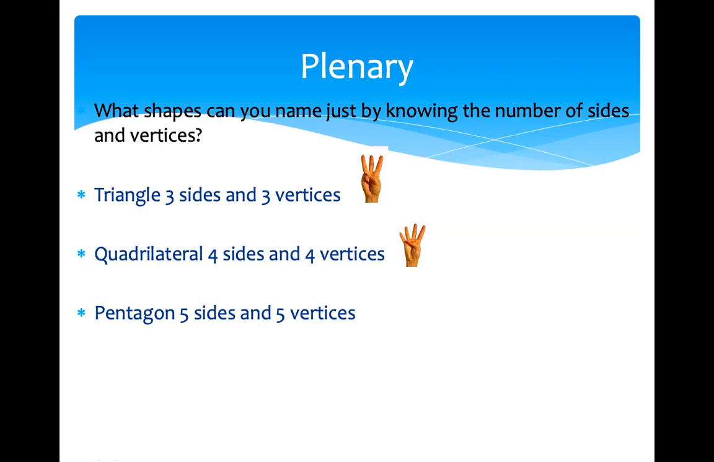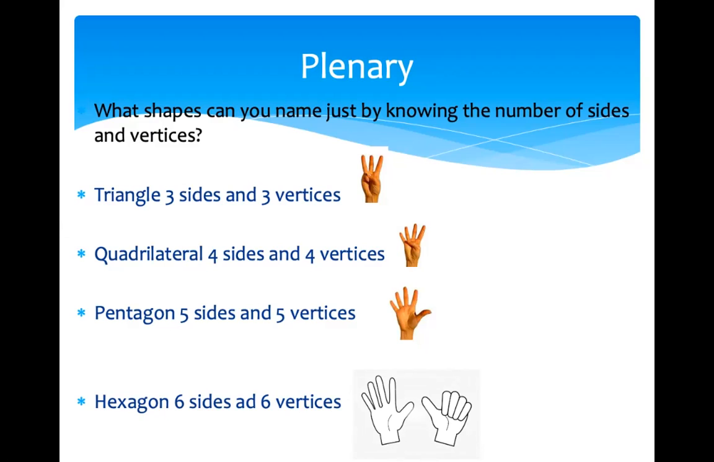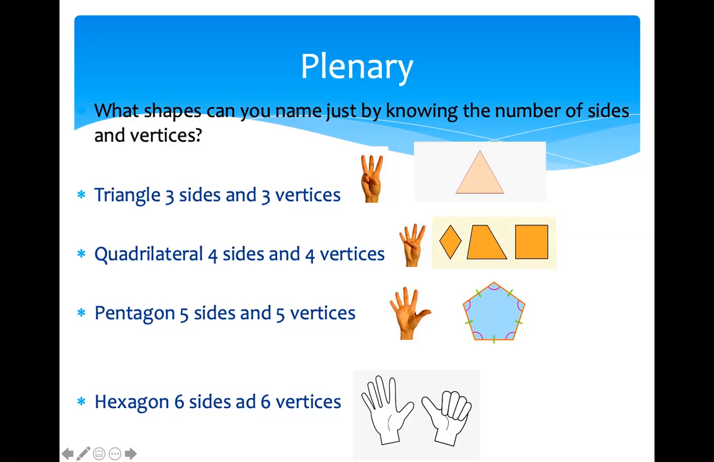Pentagon. 5 sides and 5 vertices make a pentagon. And finally, a hexagon has 6 sides and 6 vertices. Let me quickly show you the images. So that's a triangle. Here's a quadrilateral, a pentagon, and a hexagon.